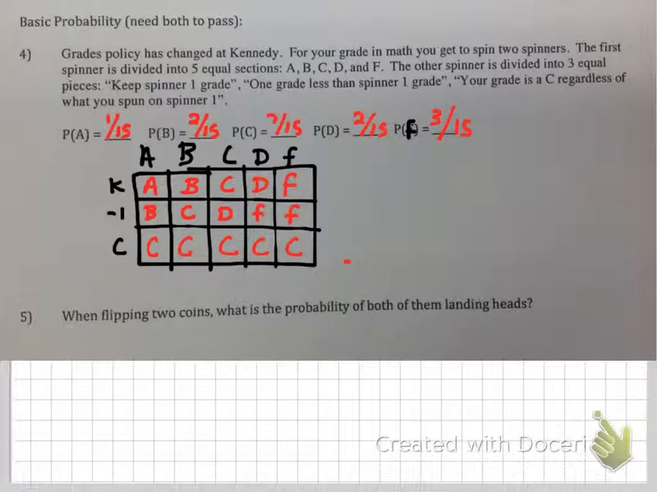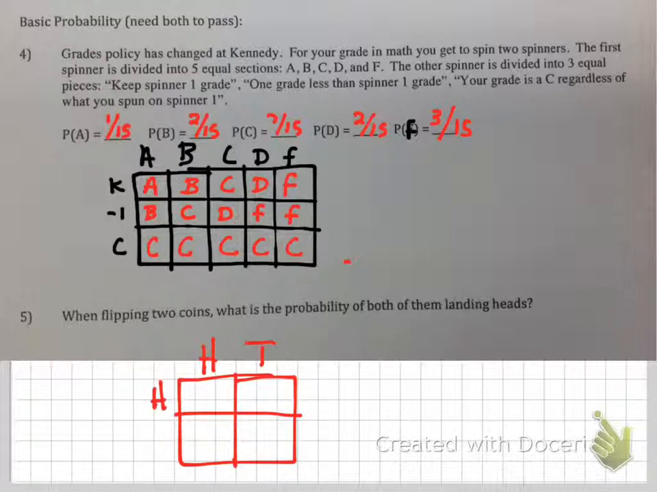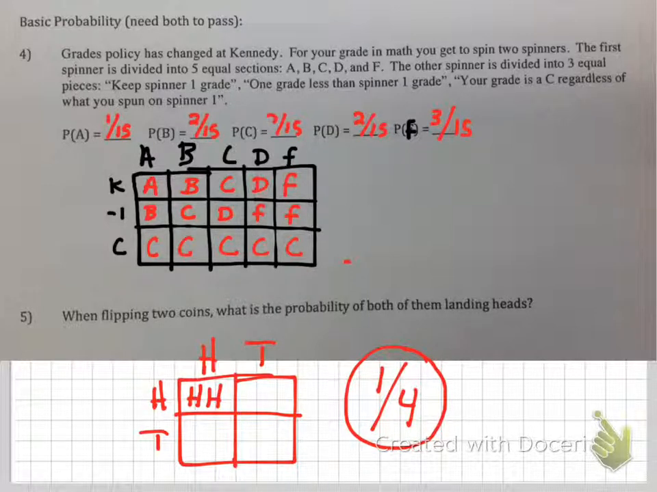When flipping 2 coins, what's the probability of both of them landing heads? The most popular answer was 1/2. Well, incorrect, people. I would need to draw out a tree diagram, or I could draw out an area model. I have my coin 1, which could be a heads or a tails. I have my coin 2, which could be a heads or a tails. So what's the probability of both landing heads? Well, I guess that would be this one right here, heads, heads. So I have a 1 out of 4 chance. Now we've seen this problem a couple times before. Should have been able to get that one correct.